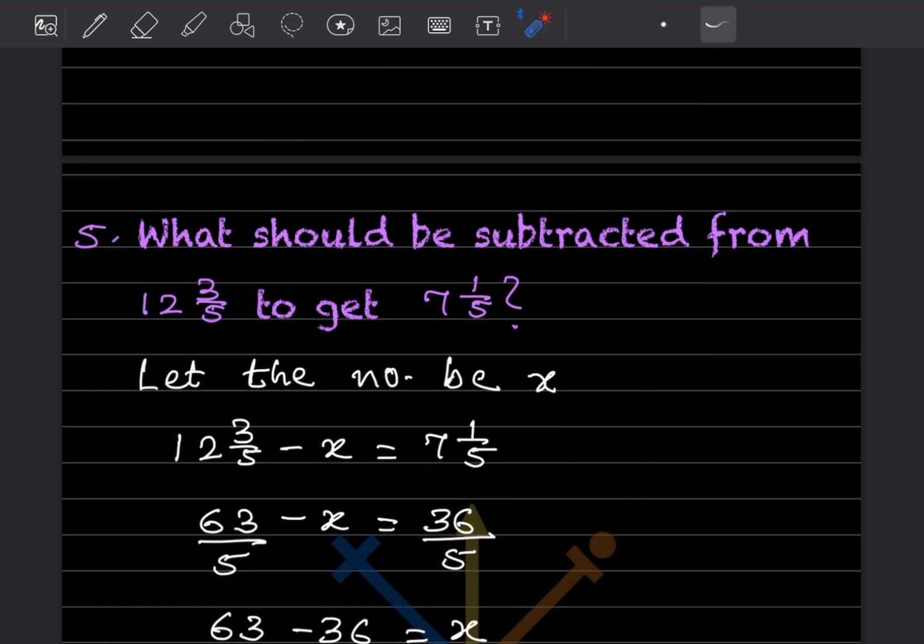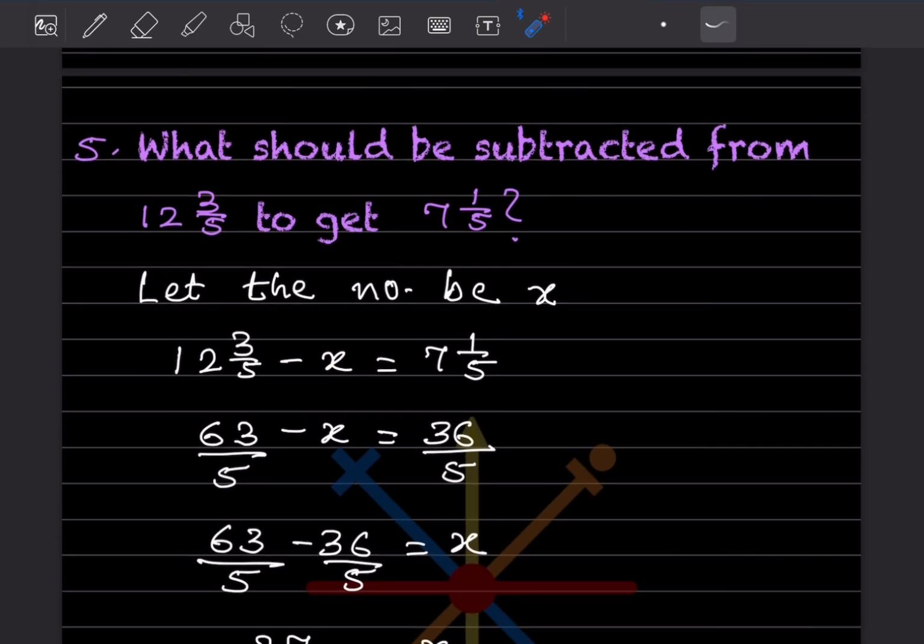What should be subtracted from 12 integers 3 by 5 to get 7 integers 1 by 5? After "from", what is given here is 12 integers 3 by 5. Now let us assume the number as x. So you write 12 integers 3 by 5 at the start, because after "from" whatever number is there, you write at the start. Subtracted means you subtract this x, to get this result. Here this is minus x, so I took it to the other side.